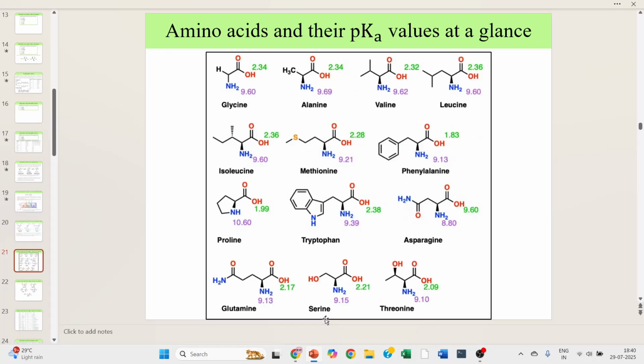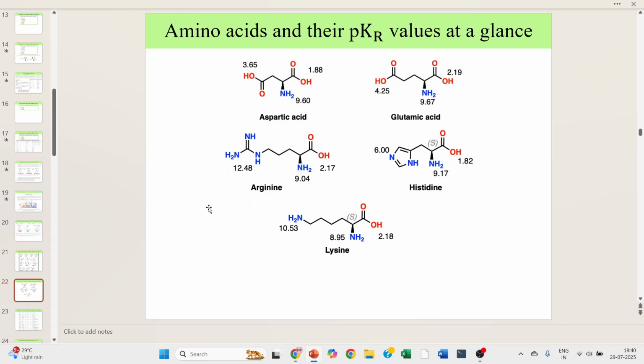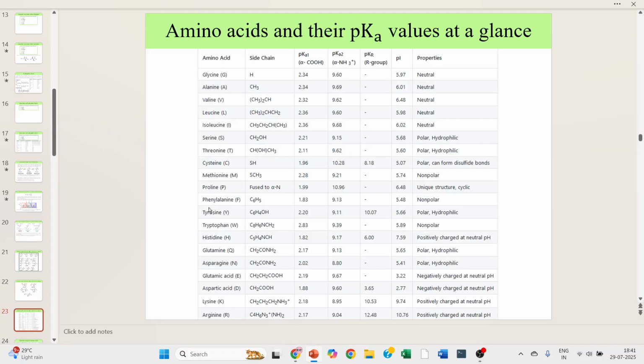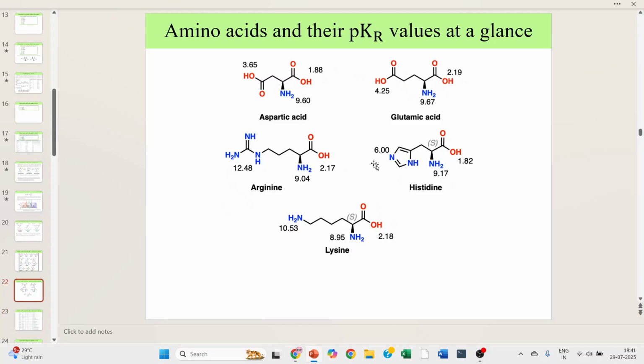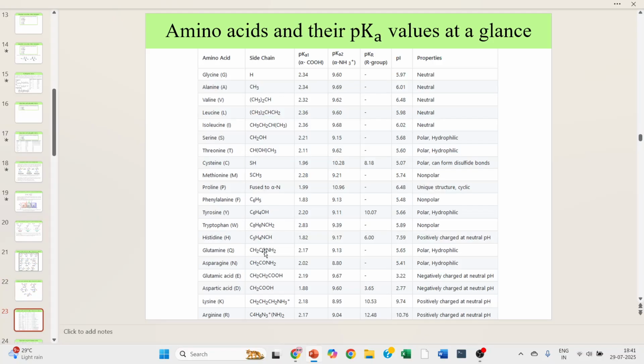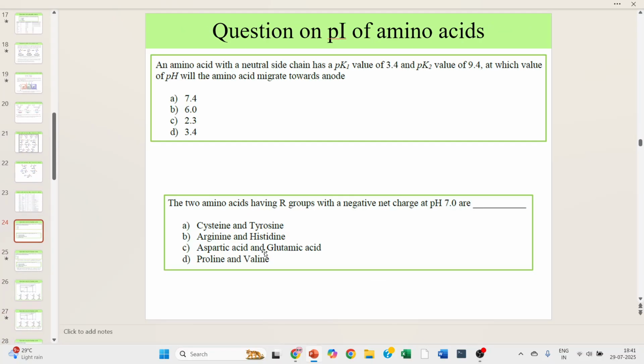Okay. So now these are the different amino acids and their pKa values at a glance. These are again other amino acids and their pKa values. For example, histidine. This is very biologically significant. Some of these are very significant. For example, arginine has the highest pKa value in its side chain, which is 12.48. So these are some very basic ones that you have to remember. The rest is given here. You can go through this.